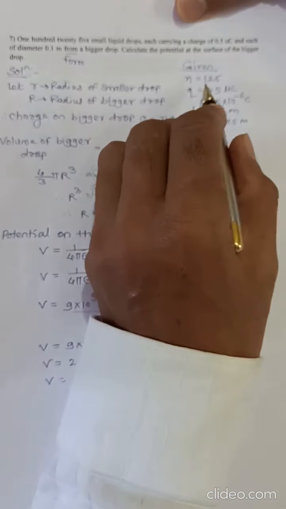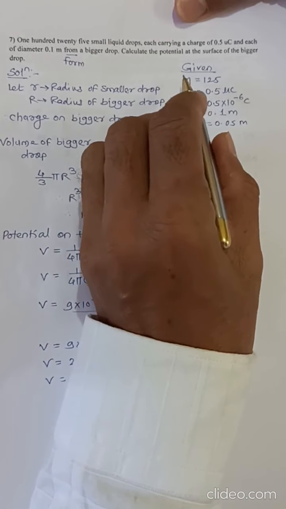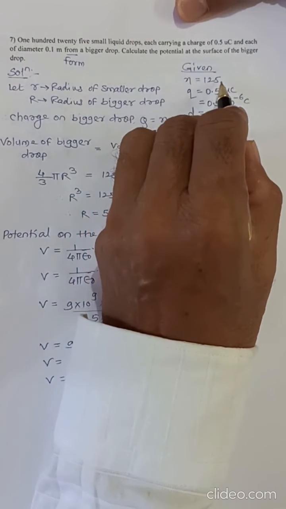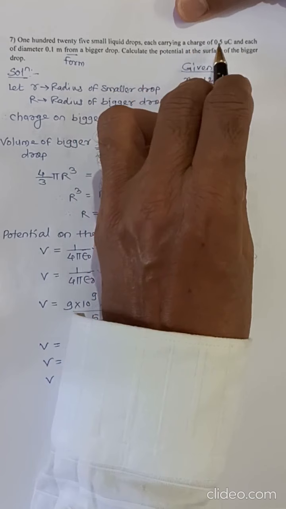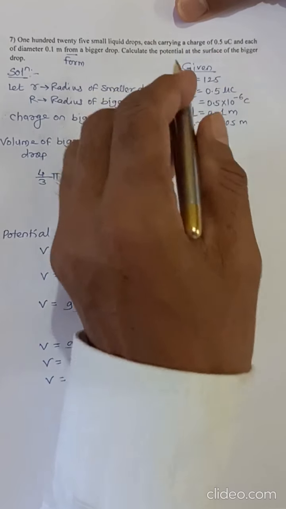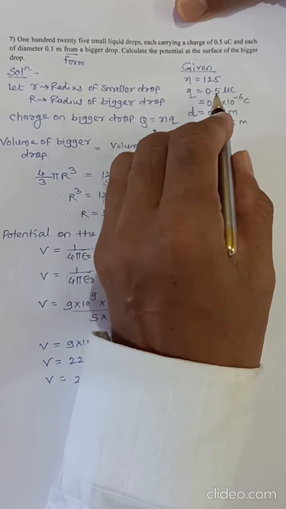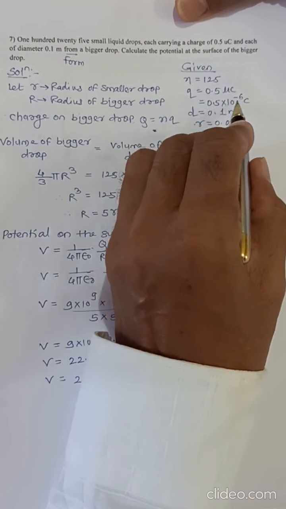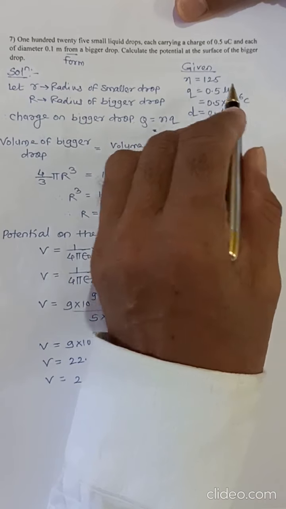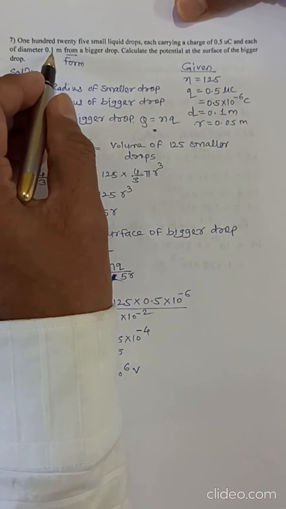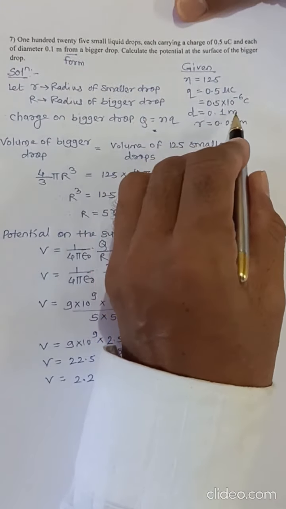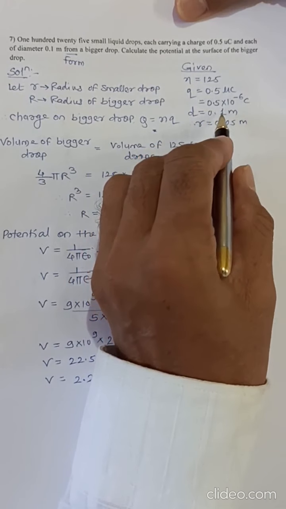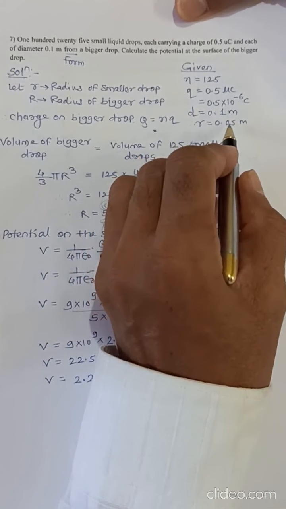So here the number of liquid drops is given. N is equal to 125, each carrying a charge of 0.5 microcoulomb. So charge Q is equal to 0.5 microcoulomb, means 0.5 into 10 raised to minus 6 coulomb, and each of diameter 0.1 meter. Diameter 0.1 meter means radius is equal to diameter upon 2. So 0.1 upon 2 means 0.05 meter.